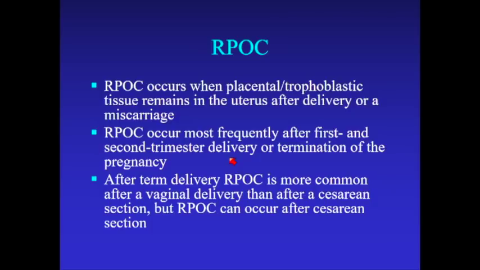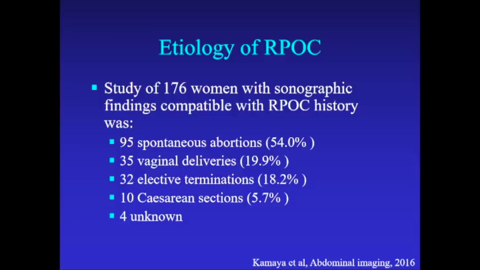And if you think about that, it's because normally the uterus is made to deliver the placenta after delivery in the third trimester. But in the second trimester, the placenta is still very invasive at that point in time, and it hasn't let go yet. And that's why you'll frequently end up with retained products. After a term delivery, it makes sense that retained products would be more common after a vaginal delivery than after cesarean, but of course you can get retained products after a C-section.